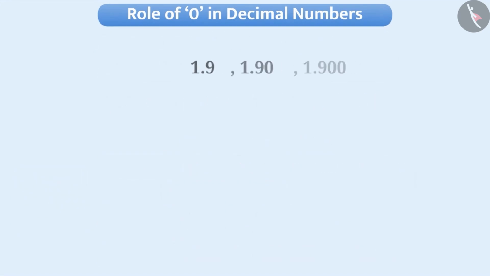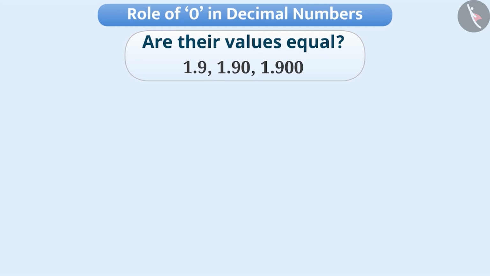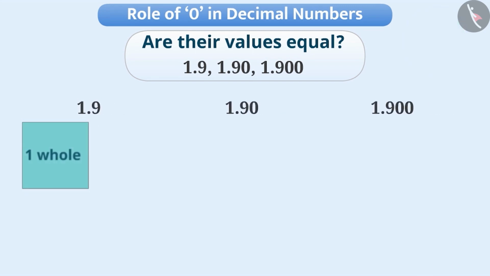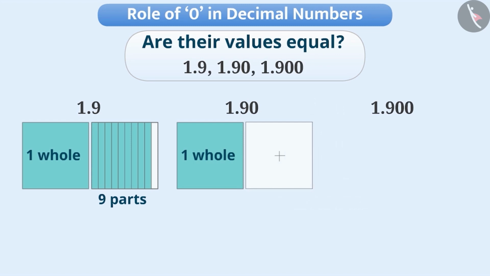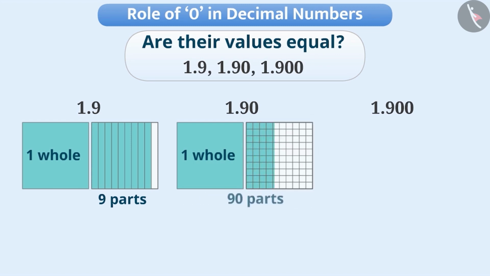Now pay attention to 1.9, 1.90 and 1.900. Are their values equal? Think for a while. Let me explain this. We can represent 1.9 by taking one whole square and taking 9 parts out of 10 equal parts of a whole. Similarly, we can represent 1.90 by taking one whole square and taking 90 parts out of 100 equal parts of a whole.